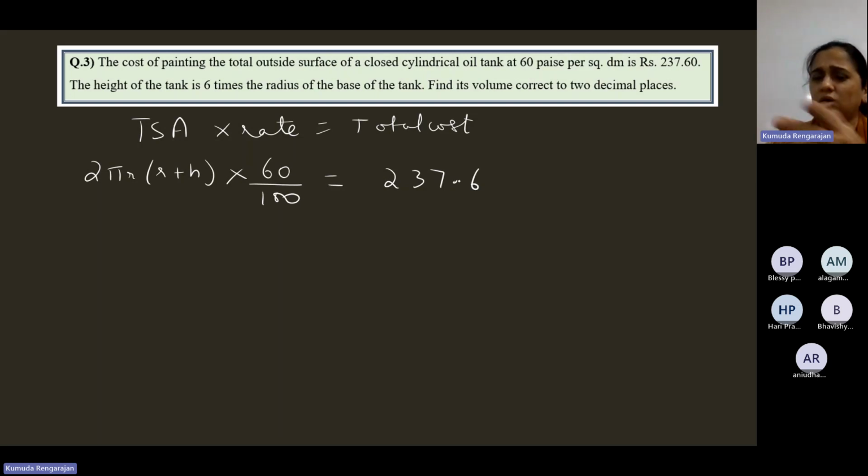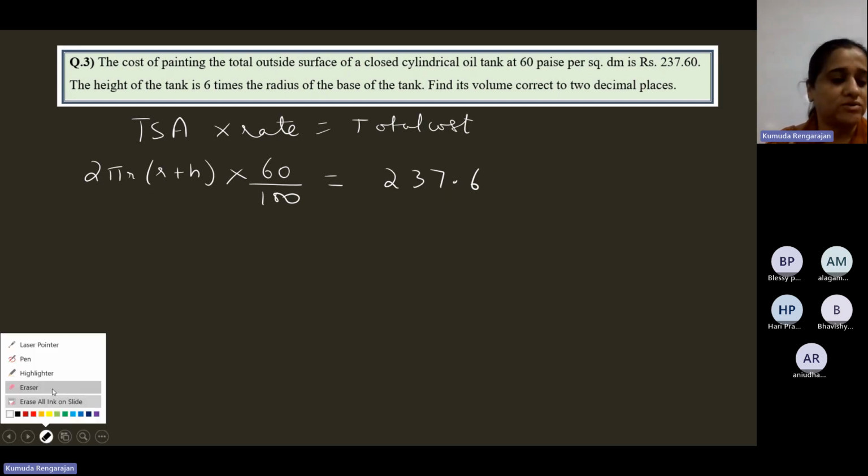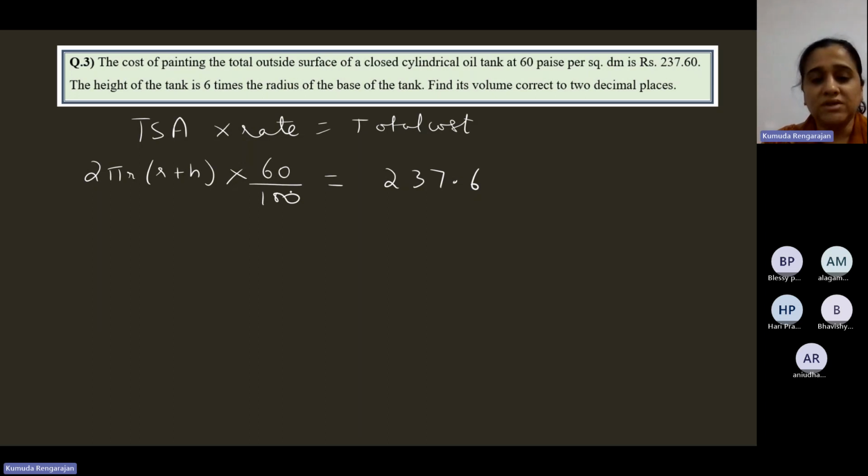You can remove that zero, or if you want to write it, that zero has no value there. It's the same, you can just remove it. I normally take away the unwanted zeros. One more thing is this is in rupees, so you cannot write this in paise. It's not that you can write 60 paise or you can write 60 by 100. No, there's no choice there. This money is in rupees, so this one also should be in rupees.